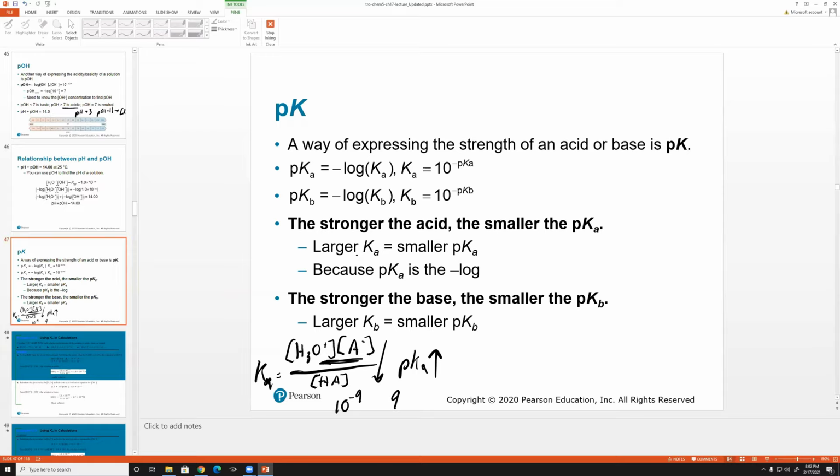And then for bases, you have the stronger the base. If you have a stronger base, that means the base is going to be more towards the products in the Kb expression. So the Kb expression would be the OH minus times the basic cation, over BOH. And if it's a stronger base, that means it's more towards the product. The Kb is going to be big, but that means the pKb would be small.